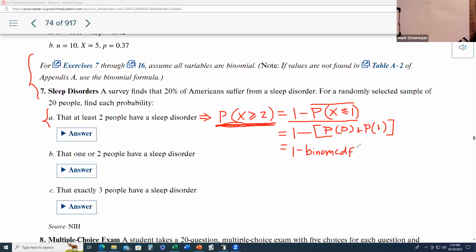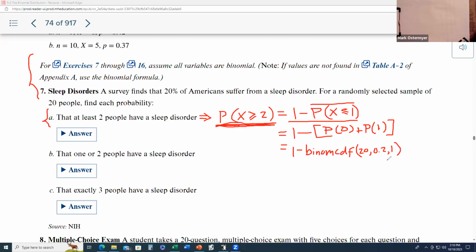Even quicker. How many trials? How many Americans were randomly selected? There were 20. What's the probability of a success? A success is that they suffer from a sleep disorder. You see what I said about successes? They're not always good things. The success in this case is that we have a person that suffers from a sleep disorder. The probability of a success is 20%. They tell us that. And we're interested in at most how many successes? 1 success? There you go.